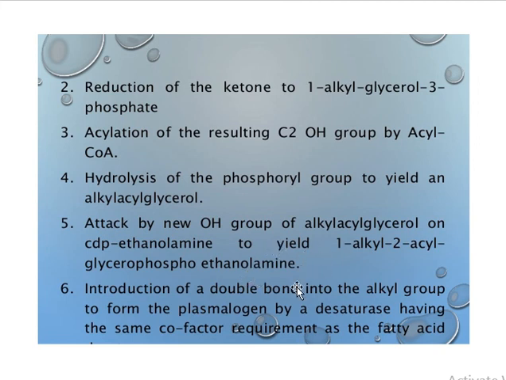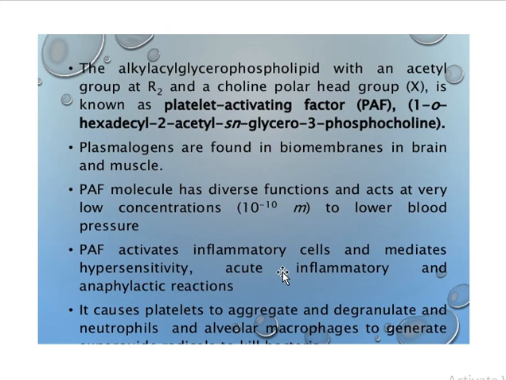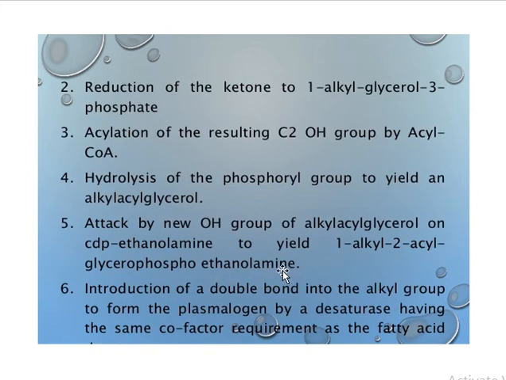Then the alkyl group present at the first carbon of glycerol undergoes desaturation. This desaturation is catalyzed by an enzyme desaturase, that is cytochrome B5. So the alkyl group is converted to alkenyl group. And the compound formed is 1-alkenyl, 2-acyl phosphoethanolamine, which is the plasmalogen.